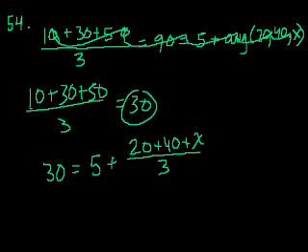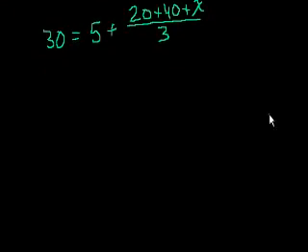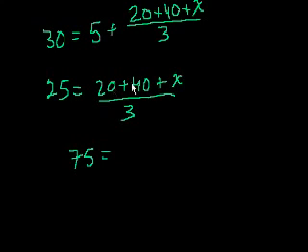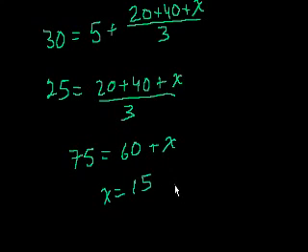Right? So let's just simplify this. Let's subtract 5 from both sides. You get 25 is equal to 20 plus 40 plus x over 3. So you multiply both sides by 3. You get 75 is equal to, what's 20 plus 40? It equals 60 plus x. And then you subtract 60 from both sides. You get x is equal to 15. And that is choice A.